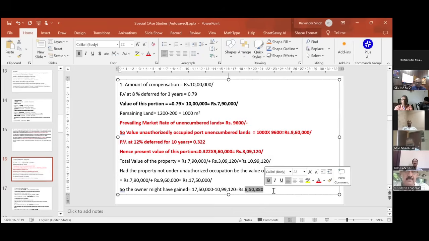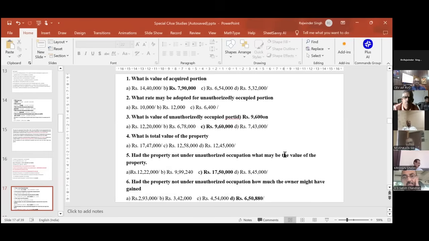Otherwise you may get such type of question in the IBBI exam. Clear? If there is any doubt... Based upon these calculations, you can answer the various questions that may be asked in the examination.